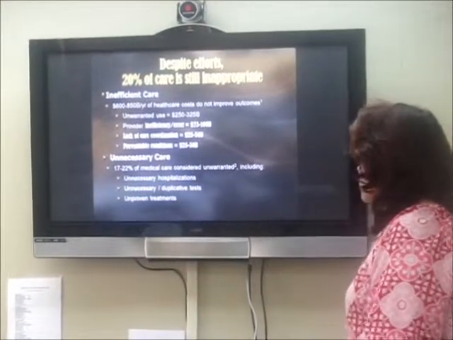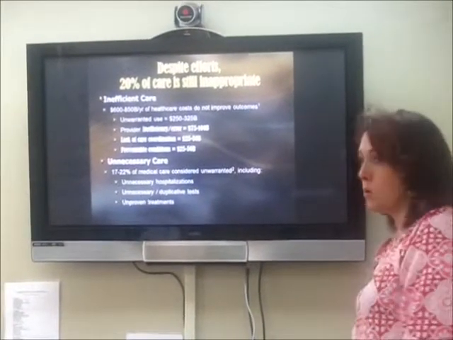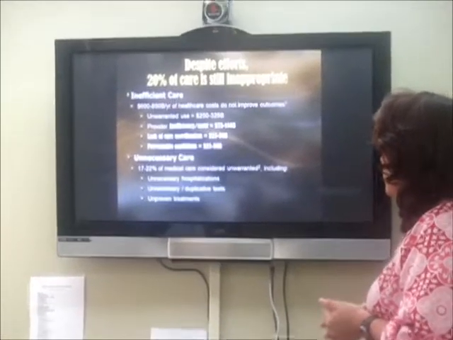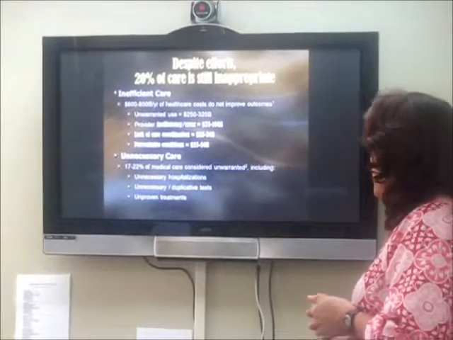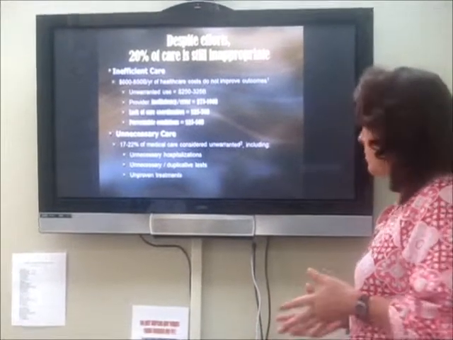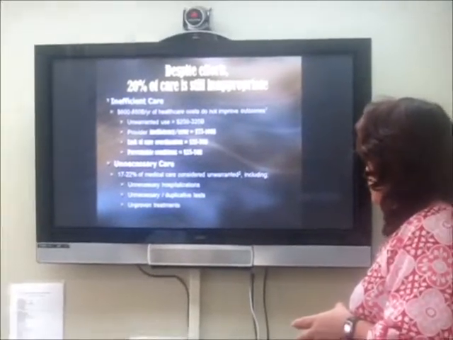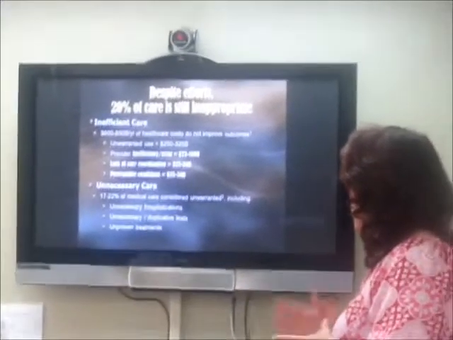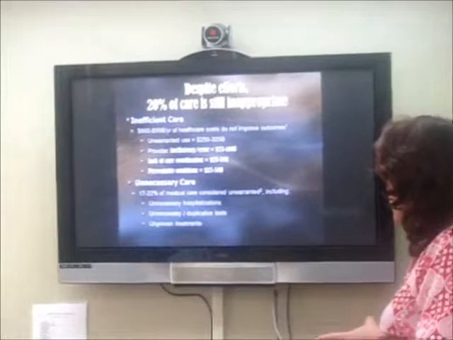Despite all of our efforts, 20% of our care is still inappropriate. We know at least that much. So $600 to $850 billion a year do not do anything to help people. This is unwarranted use. This is use that is meaningless. It's 250 to 325 billion.